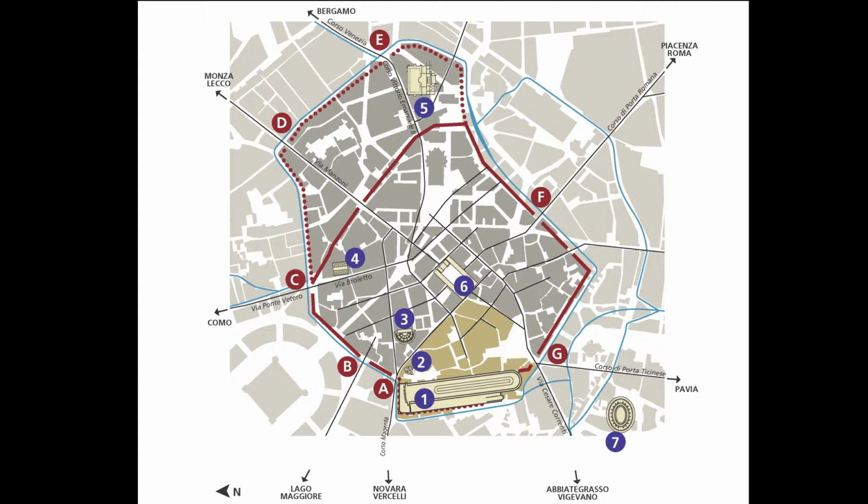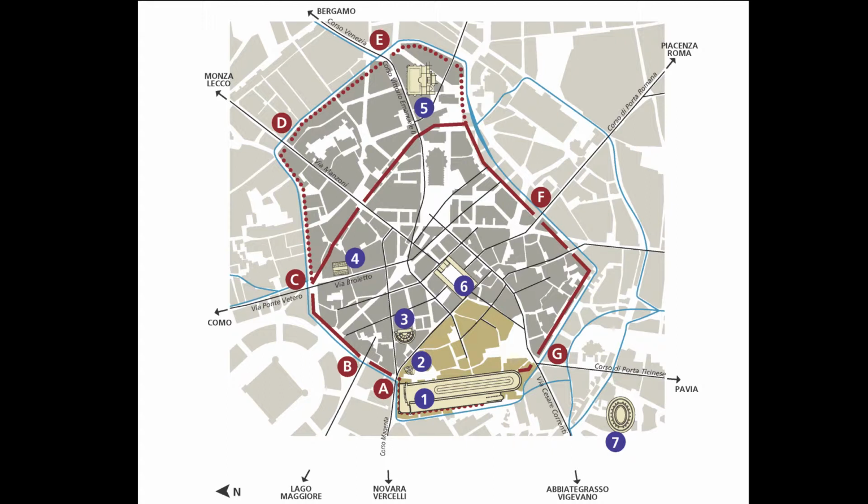Let's start our tour by identifying the pattern of Maximian's city walls and spotting the location of the main gates. At the bottom, we can spot Vercellina Gate, letter A, which opened onto the road to Novara and Vercelli, currently in front of Corso Magenta. The gate was near the short side of the circus, number 1.